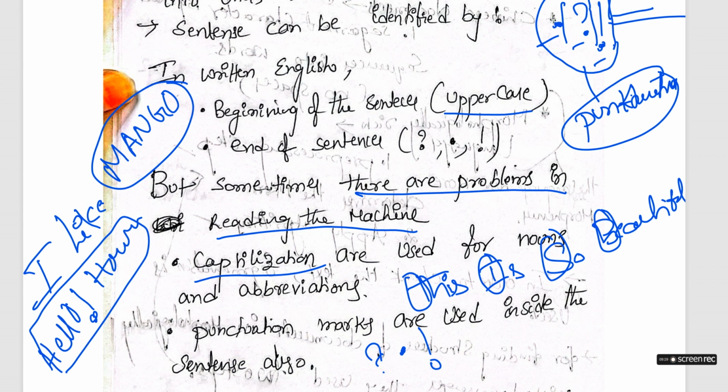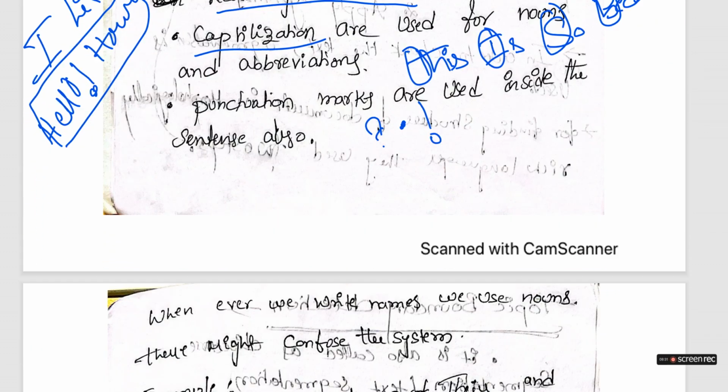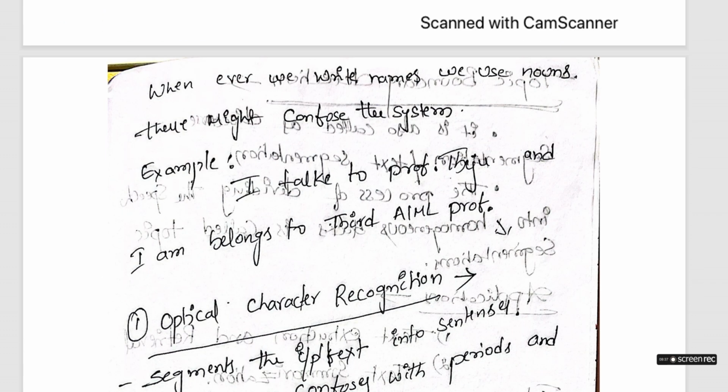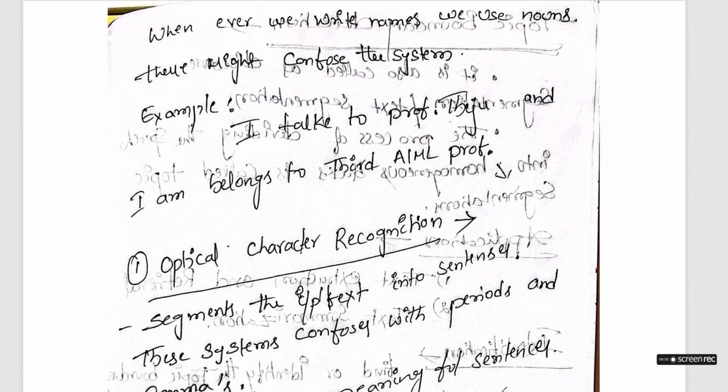Understand? So this time what we need to do is, see here, whenever we write names, we use nouns, of course. That means names, places, everything for recognition. These are all called nouns. These might confuse the system. See here, I have given a very simple example: "I talk to Prof. Teju and I belong to third AML Prof."